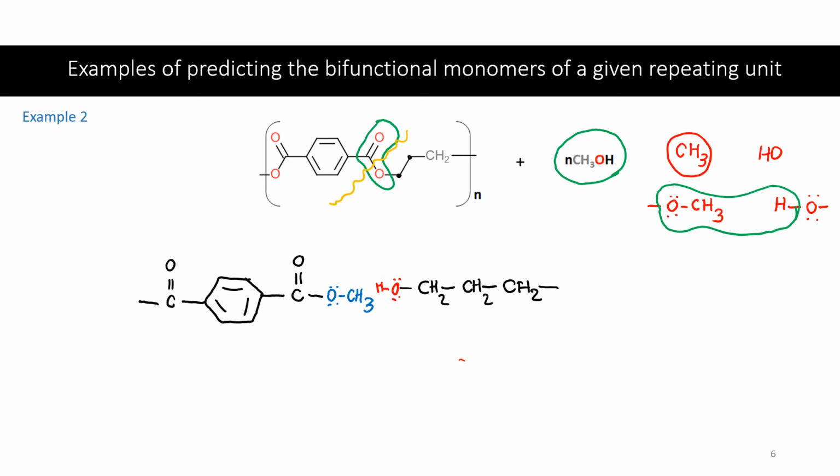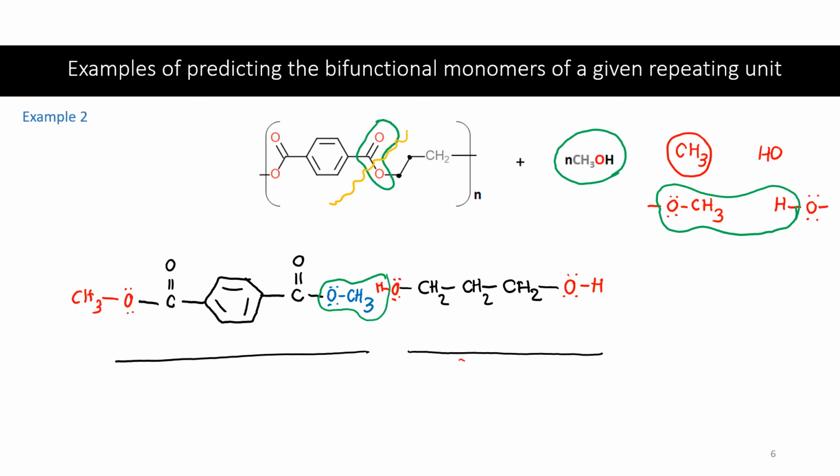which would cause these two to combine and leave, and we still end up with this ester. So that makes sense. So this end should have another OH, and this end should have another OCH3. So these two are the monomers that condense to form this polymer, this repeating unit.